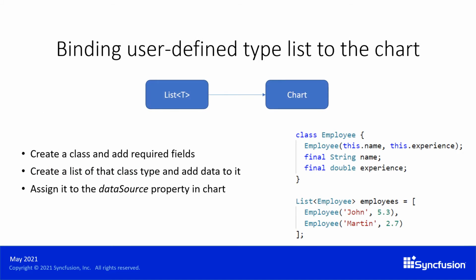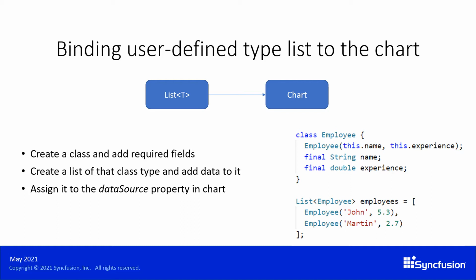Now I will explain the binding of class type list data to the chart. The chart directly takes the class type list as input. So simply we can create a class and add required fields to it. For example, here I have created a class named Employee and declared two fields, name and experience. Name is of type string and experience is of type double.